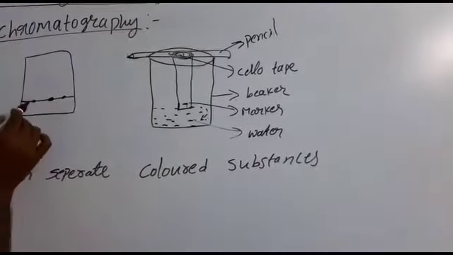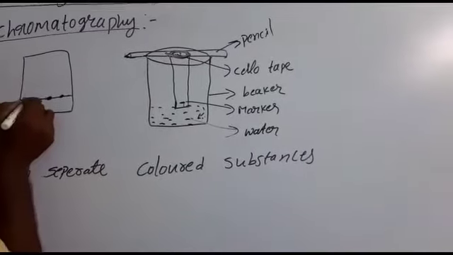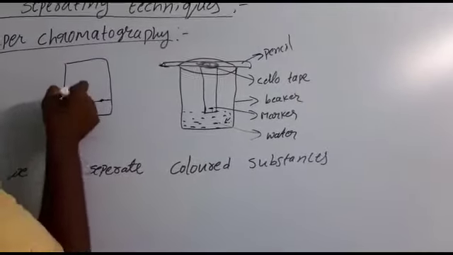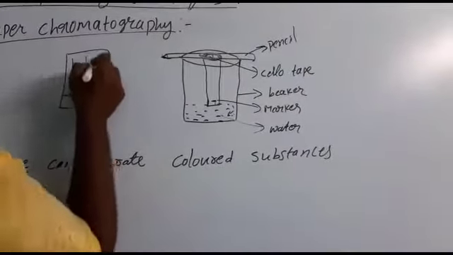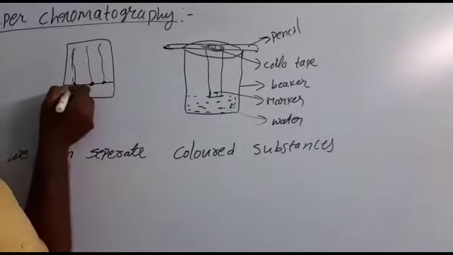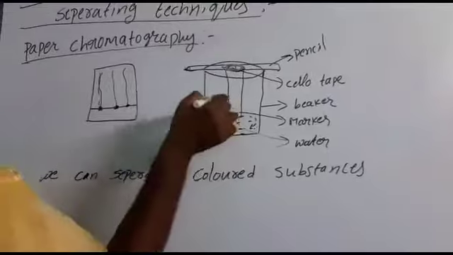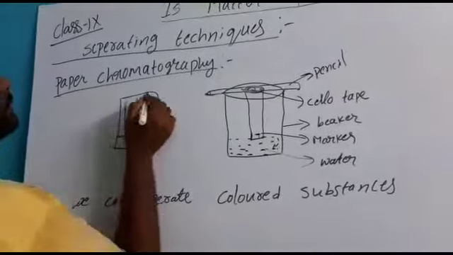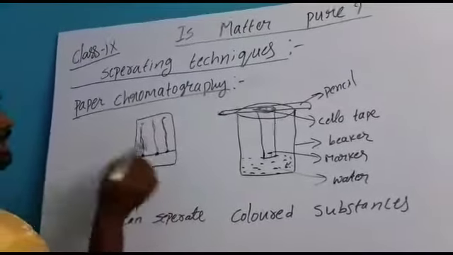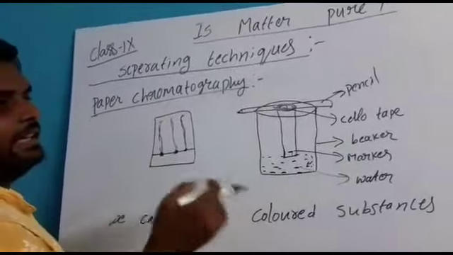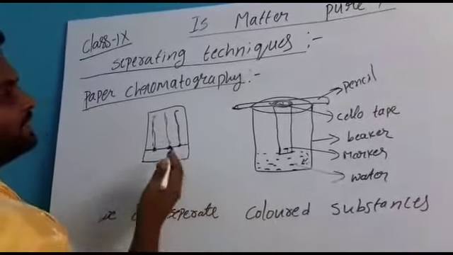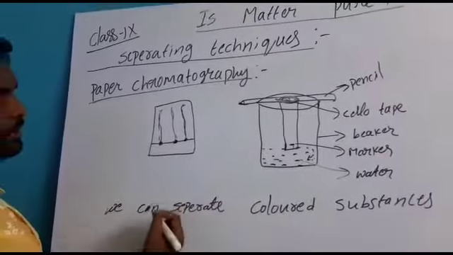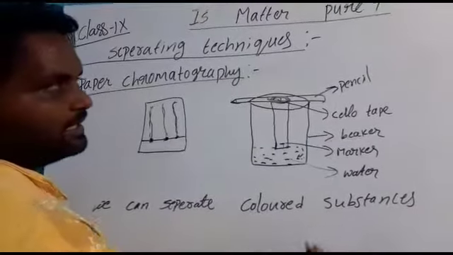So what will we observe? You kept the marker spots here. These marker spots will move from bottom to top like this with different colors. Previously we saw only black color spots, but when we keep it in the water, after some time we will see different colors in that black or blue ink. You understood that ink is not only containing a single color, it is containing different colors. Those different colors we can observe by paper chromatography. So paper chromatography is used for separating colored substances.